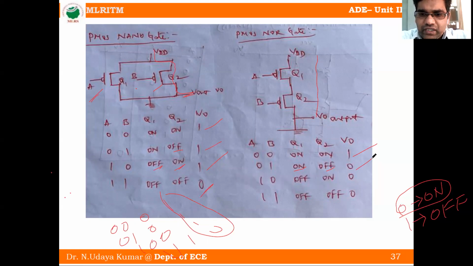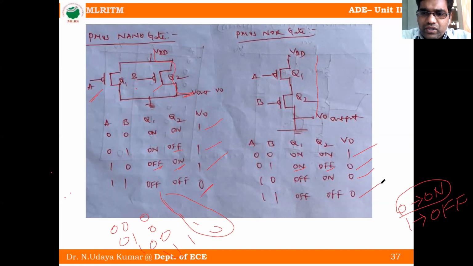Next, the 1 0 case is similar to the above. Next, we will see 1 1. 1 1 means high voltage is given to the PMOS transistors, so both transistors are off. Off means there is no connection to VDD. There is no direct connection, so V0 is directly connected to the ground, which means the voltage is 0.